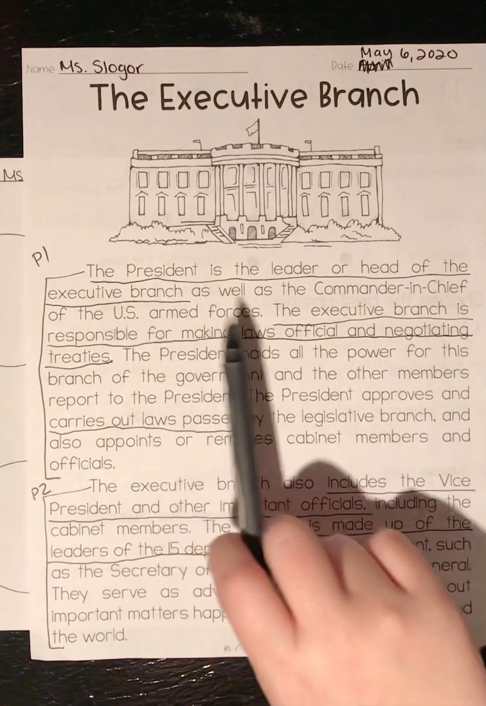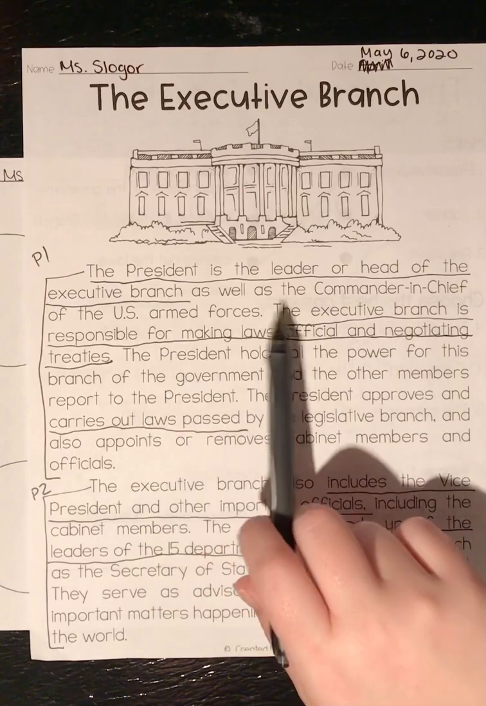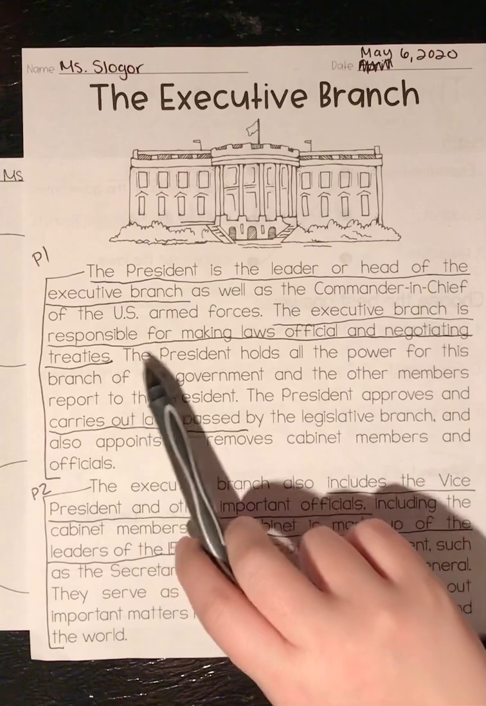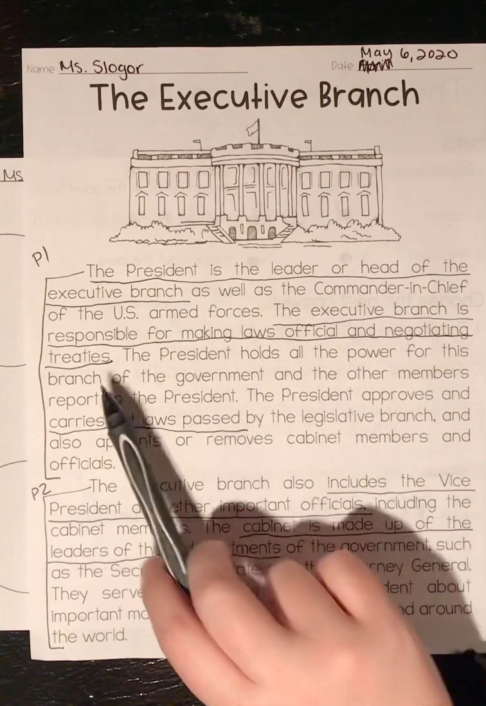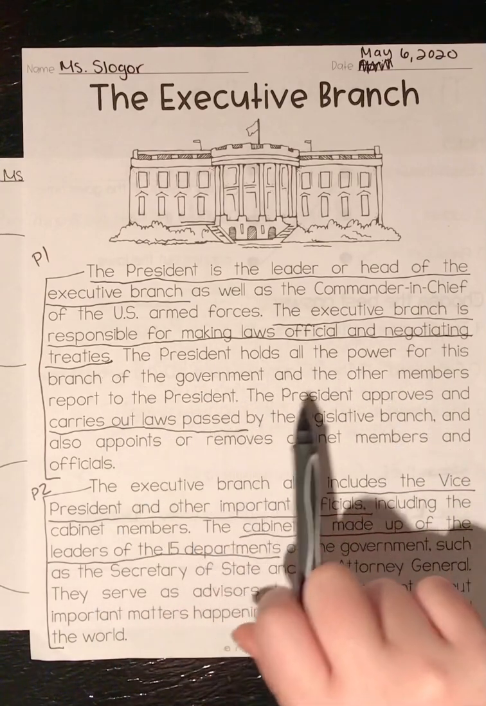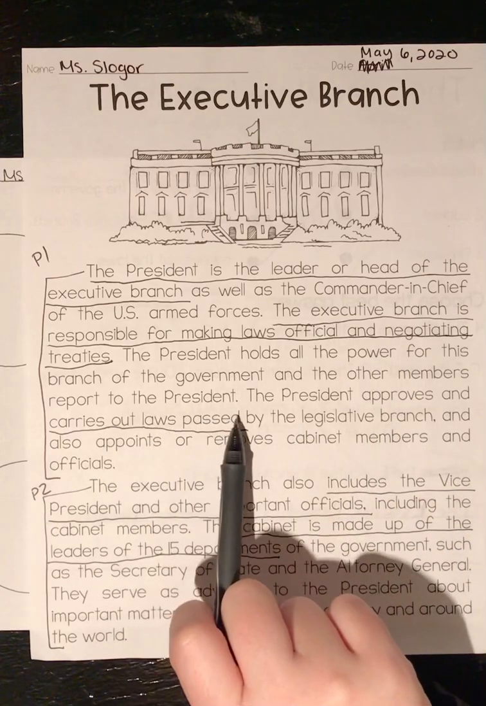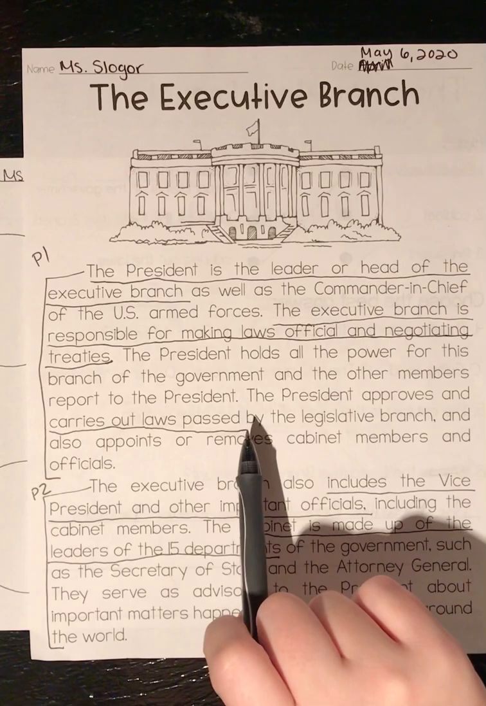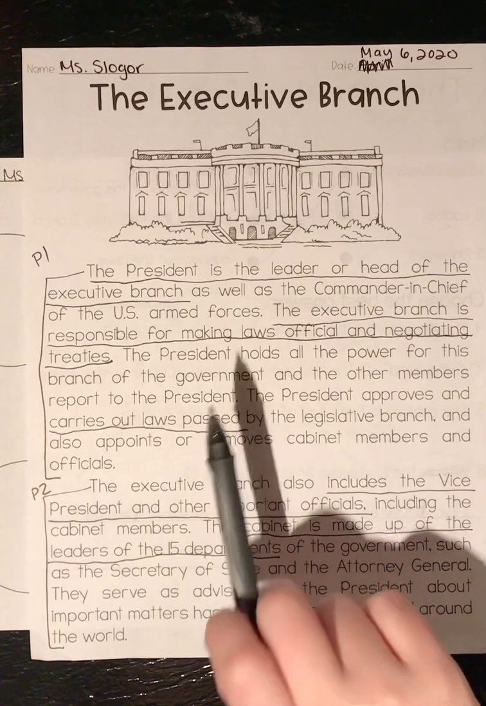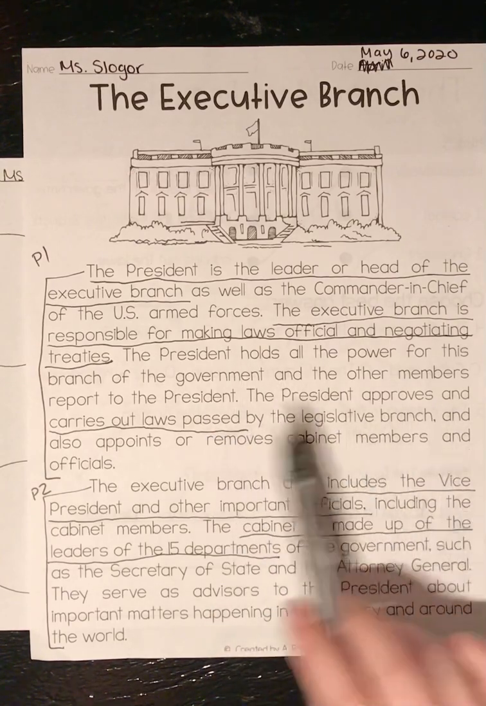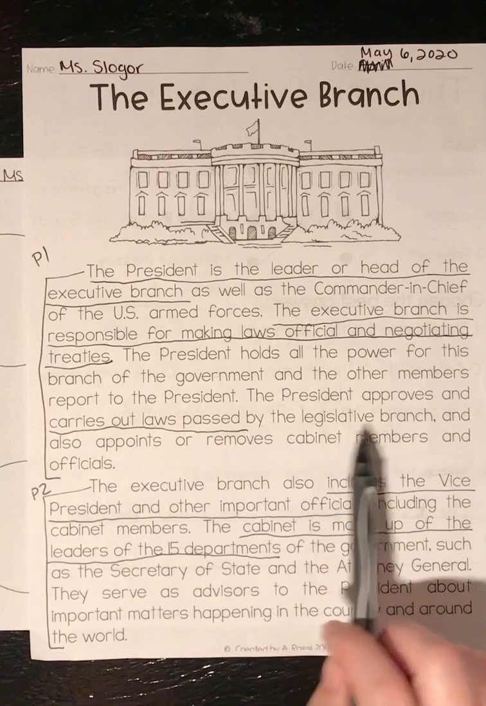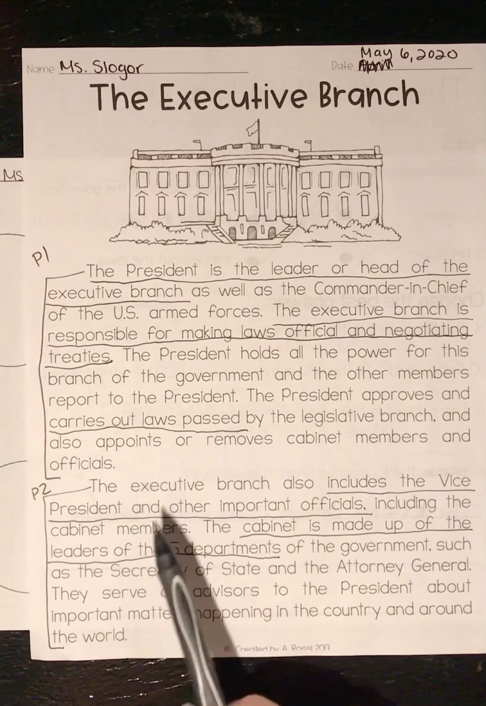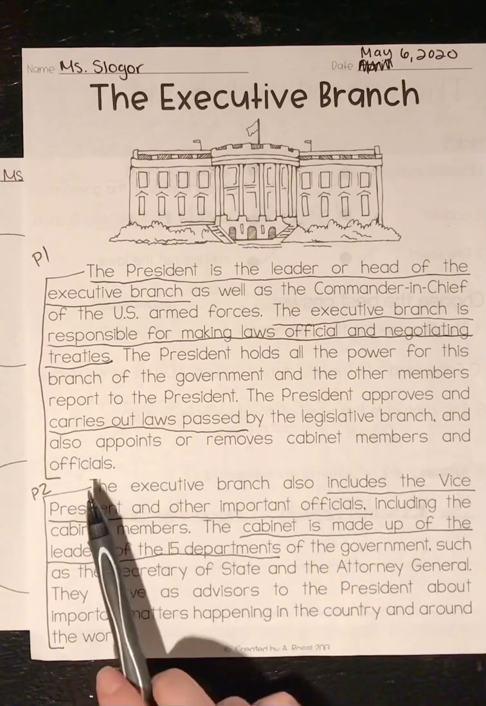All right, so we have the president as the leader or head of the executive branch, as well as the commander-in-chief of the U.S. Armed Forces. The executive branch is responsible for making laws official and negotiating treaties. The president holds all of the power for this branch of the government, and the other members report to the president. Now remember, if you find something interesting in this, go ahead and underline it.